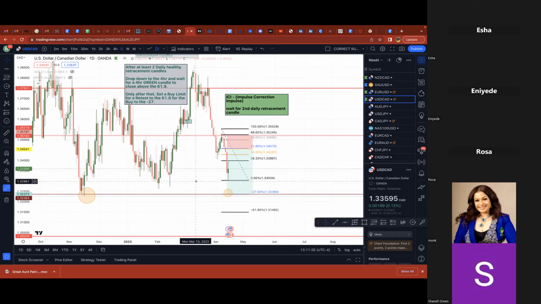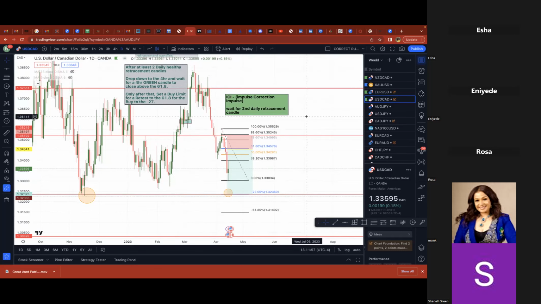And remember, look at these directions here: wait till after at least 2 daily healthy retracement candles, either to the upside or the downside, whichever one you're looking for. For this, it would be at least 2 healthy candles to the downside. So we have that here, and then continue like that.